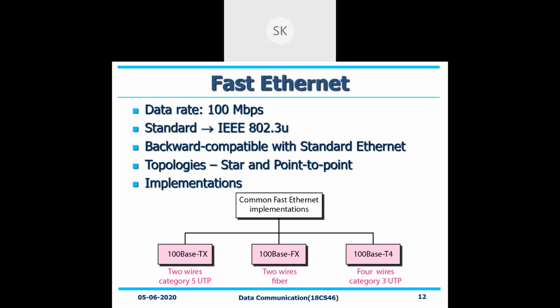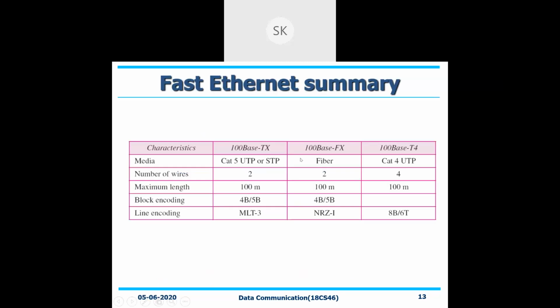So with that, the topologies that we are having are star and point to point. Star is nothing but one common point from which n number of connections you can make with endpoints. Point to point, one to one. So those are the two topologies that we'll be using for your fast Ethernet. So this is the summary that we are having with respect to your fast Ethernet.